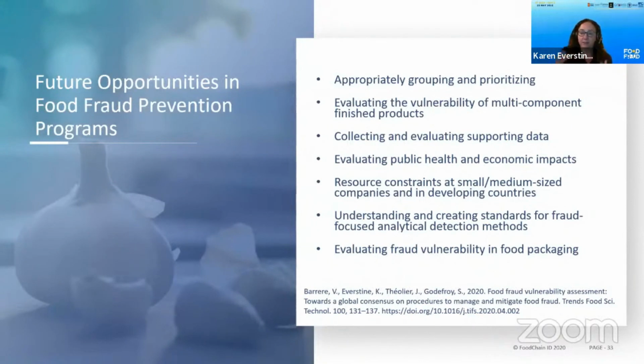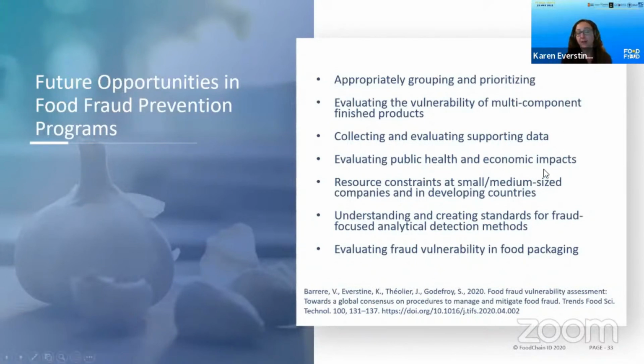So these are areas that still seem to be a bit of a struggle and where we could still use some more development and research. You can see them here. I will mention resource constraints at small and medium-sized companies, which I do think continues to be a challenge. A lot of the larger multinational companies can have the resources to put in place their own bespoke programs for food fraud prevention, but it is a resource intensive challenge. And I still think we could have more resources to support small and medium-sized companies. That was one of the points made in this paper.